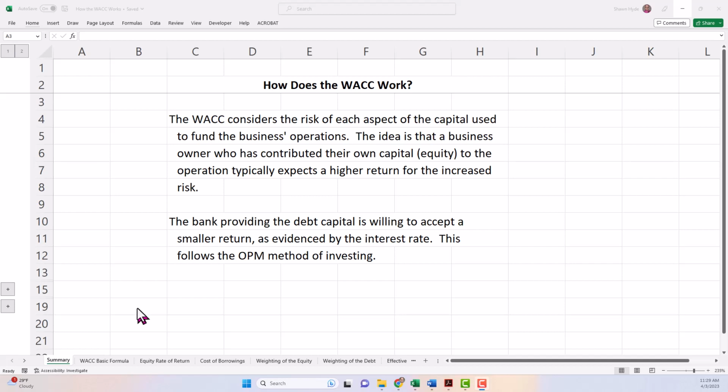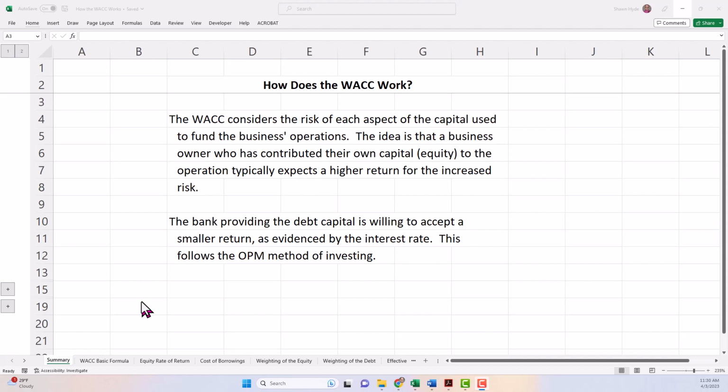So I really like using Excel for a lot of things. I made some more slides using Excel to talk about how the WACC works, the weighted average cost of capital. It basically looks at dividing the risk of the operating company into two components. There's an equity component and a debt component.